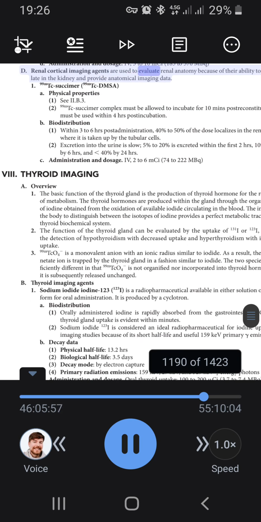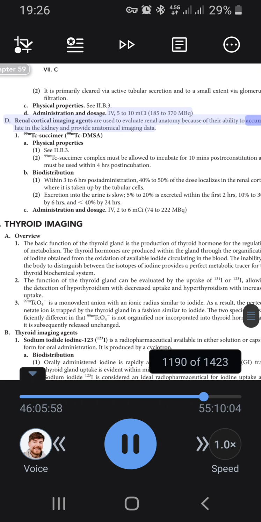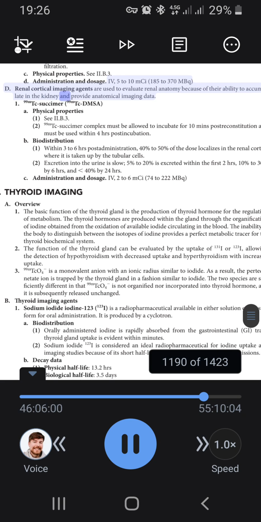D. Renal cortical imaging agents are used to evaluate renal anatomy because of their ability to accumulate in the kidney and provide anatomical imaging data. 1. 99mTc succimer, 99mTc DMSA. A. Physical properties. 1. 2. 99mTc succimer complex must be allowed to incubate for 10 minutes post-reconstitution and must be used within 4 hours post-incubation. B. Biodistribution.